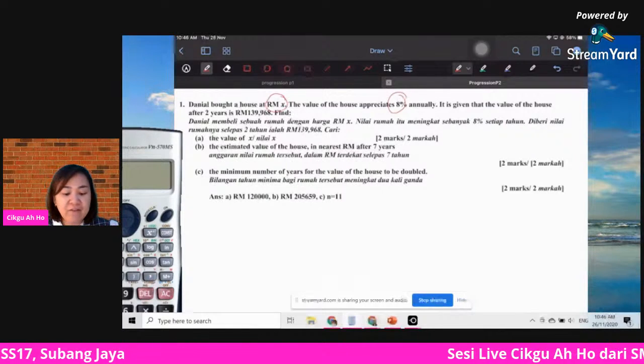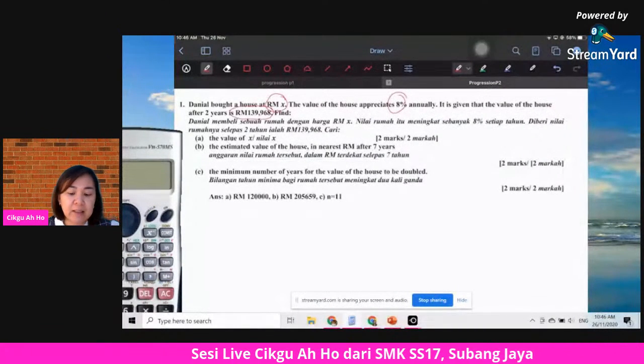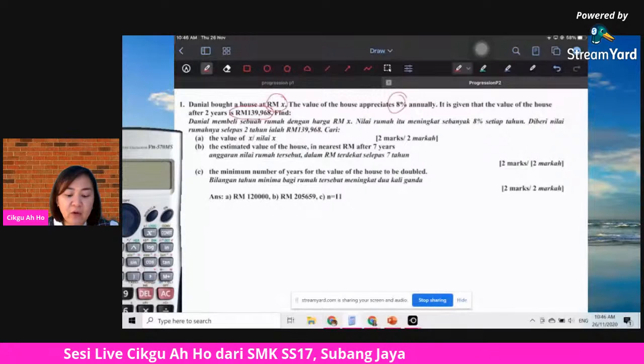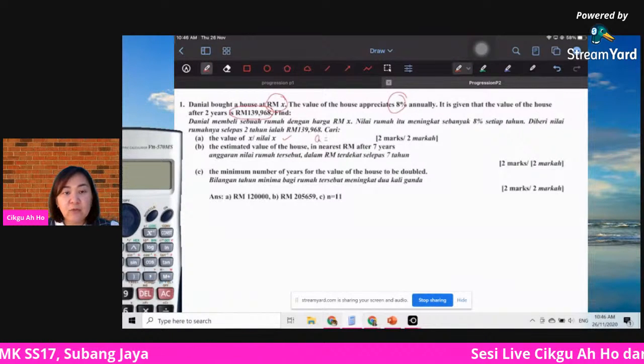Value of the house after 2 years. Ini lepas 2 tahun adalah harga ini. Okay, find the value of X. Makna kita nak mencari A lah sekarang ni. Ini A tu tak tahu.